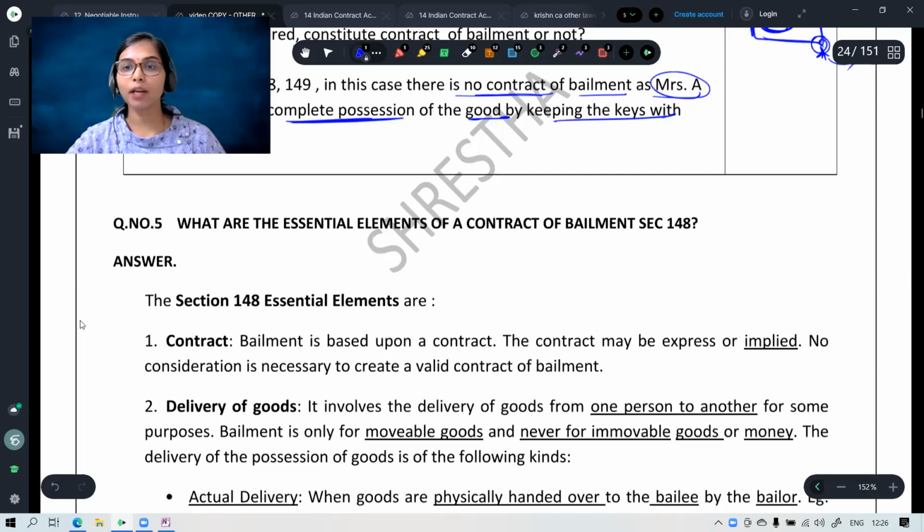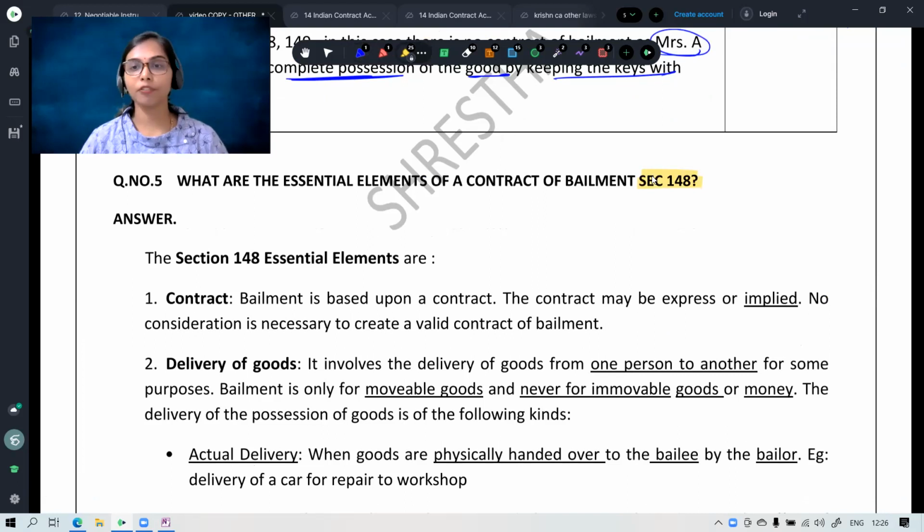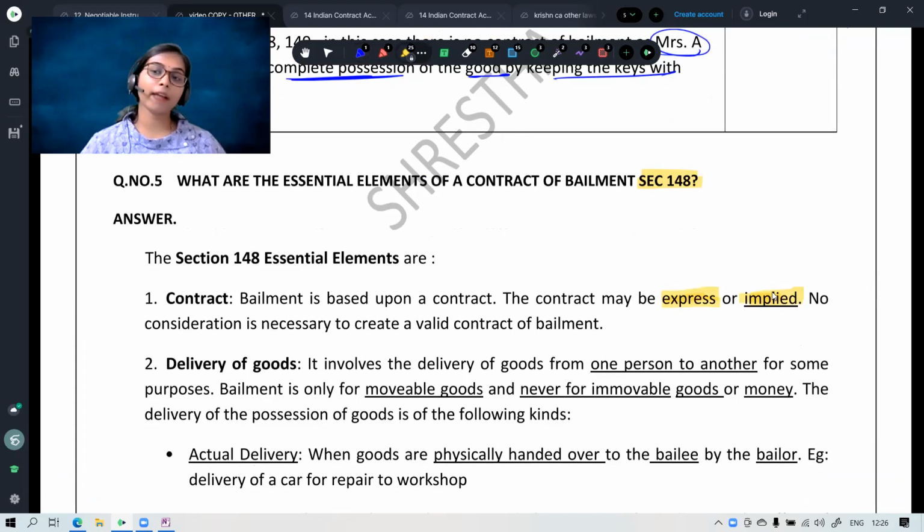Now let's understand the different essentials required for a contract of bailment. Section 148 is what we read, and we are also reading the extensions. Why do you say it is bailment? The first one: it should be a contract, and this contract can be express or implied. Everyone underline express or implied. No consideration is necessary to create a valid contract of bailment. With consideration or without consideration, it can be done.